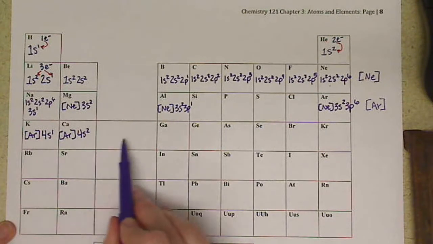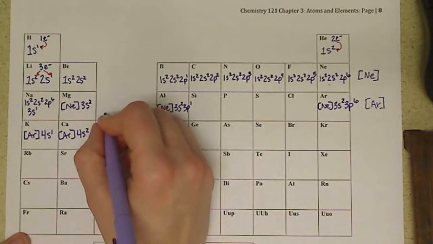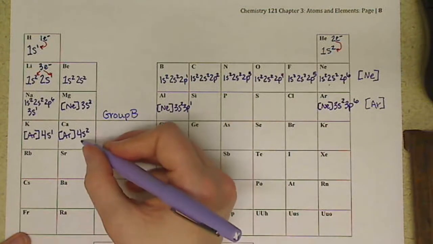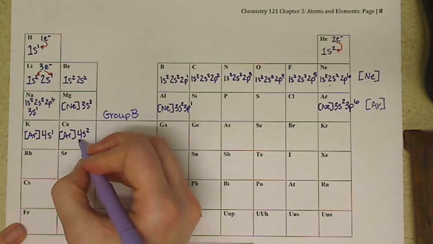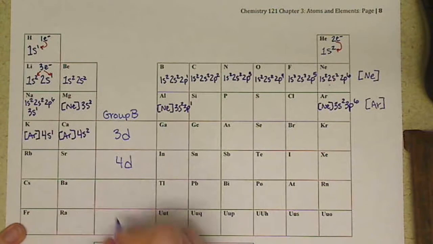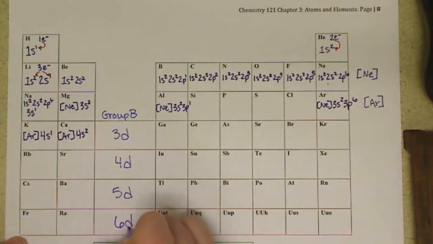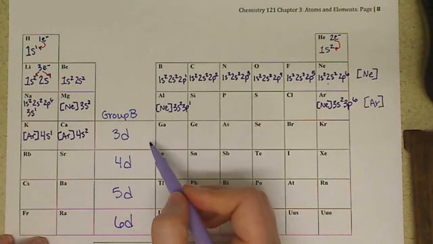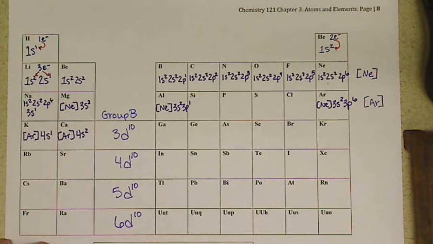Once we get to this row here, we start doing transition metals. This is representing all of group B, and their number goes down. These are all d electrons, but their number is 1 less than what happened before. So this is going to be the 3d, the 4d, the 5d, and the 6d. The d orbitals have 10 electrons. So once we move all the way across, these each would have 10 electrons there.